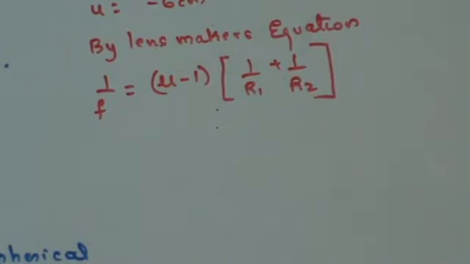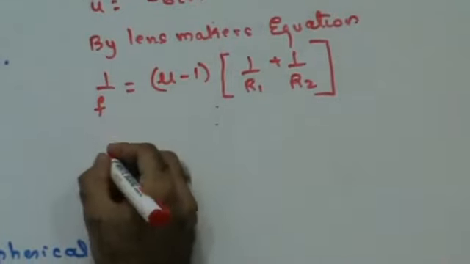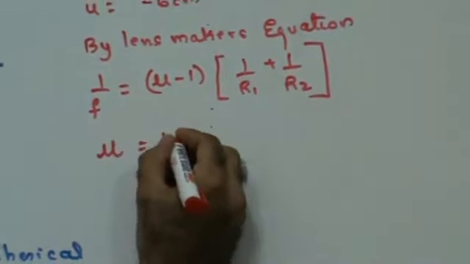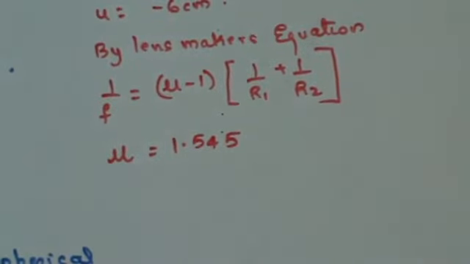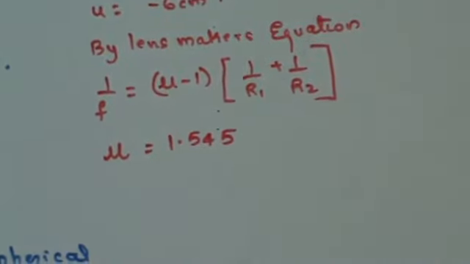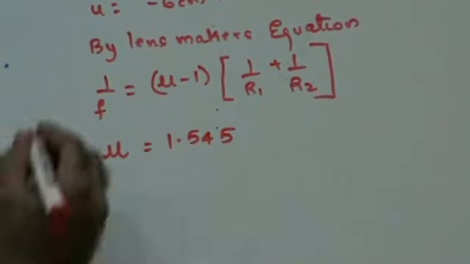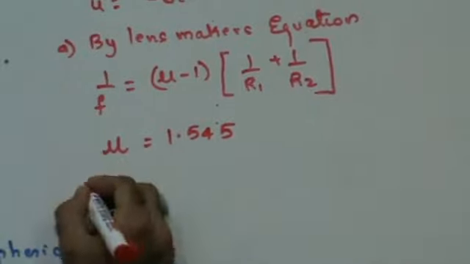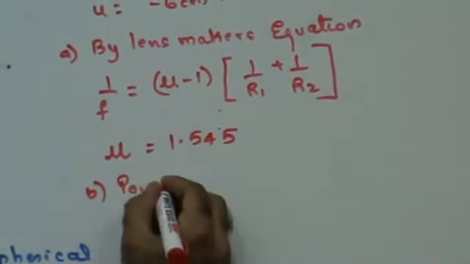Guys, I am not substituting. Once you substitute here, you should get the answer of mu as 1.545. Right? I want you to do the calculation on your own. I am going to give you the data and the formula. Calculation you should be able to do on your own. Right? That's the first part of the question, refractive index.